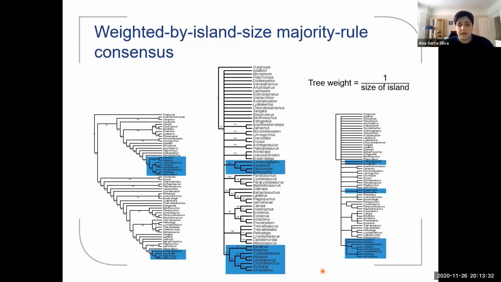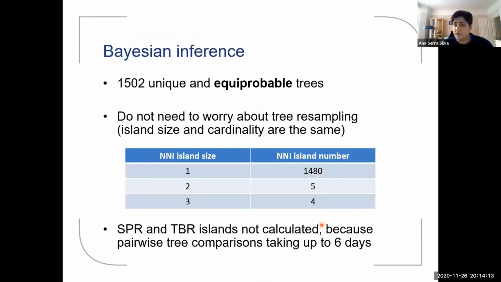Now, the point of doing this weighted by island size consensus is not to hide variations in tree topology, but rather to find those relationships that are supported across all islands. So we can see that these relationships are present in all islands, and then if we want to look at them in further detail, we can go back to the partition consensus. So this is parsimony. Now, what happens in, let's say, Bayesian inference?